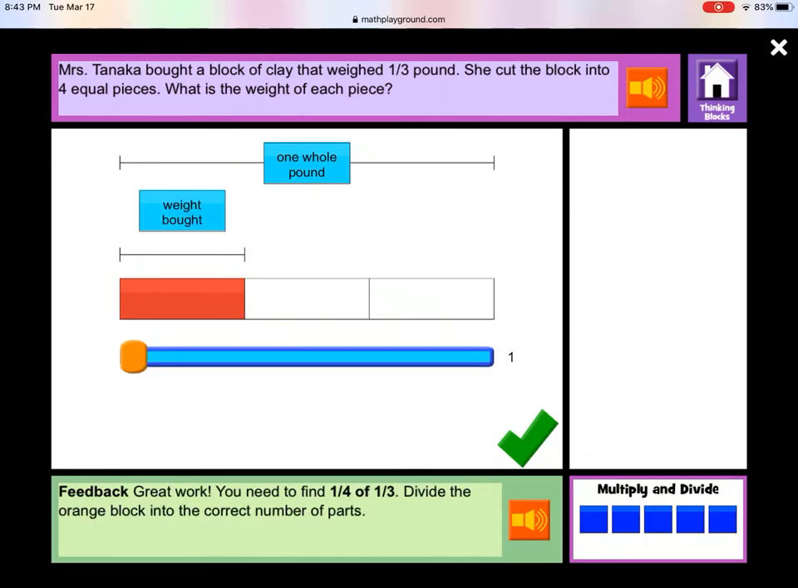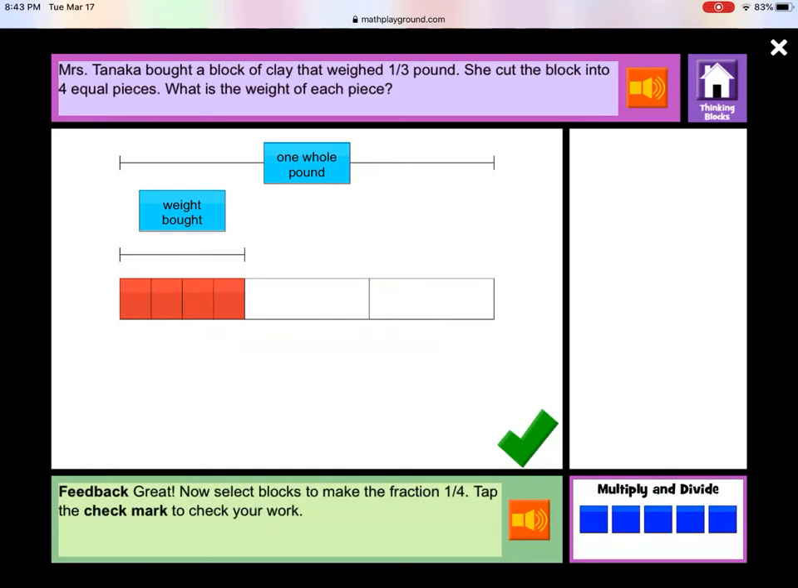Okay, now at this point, note that our whole has changed. We still have the original 1 whole pound, but now we're going to step back and focus on just the 1/3 of a pound that Mrs. Tanaka bought. That's our new whole, so that's the weight she bought. So what happens to this? She cuts that block into 4 equal pieces. So instead of cutting the 1 pound into 4 pieces, we'll just cut her 1/3 of a pound into 4 pieces, dragging the slider, and check.